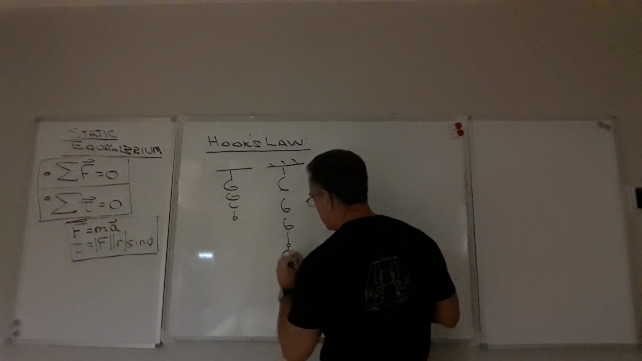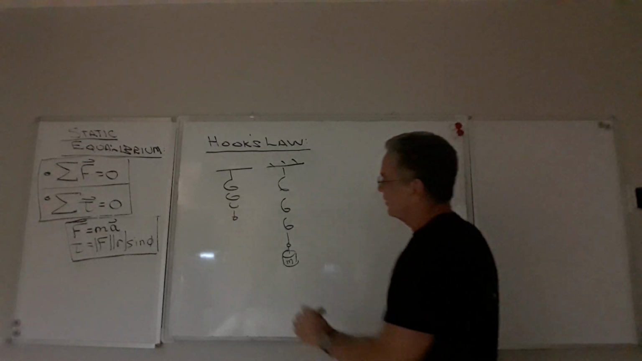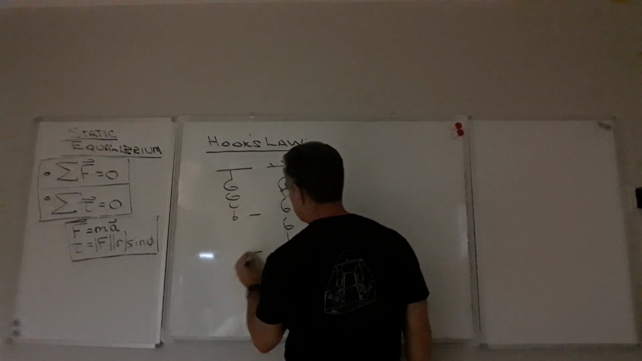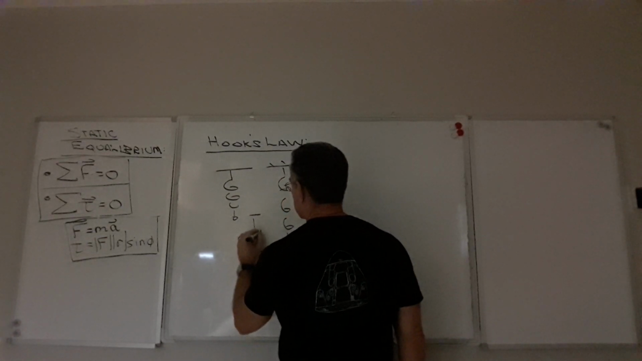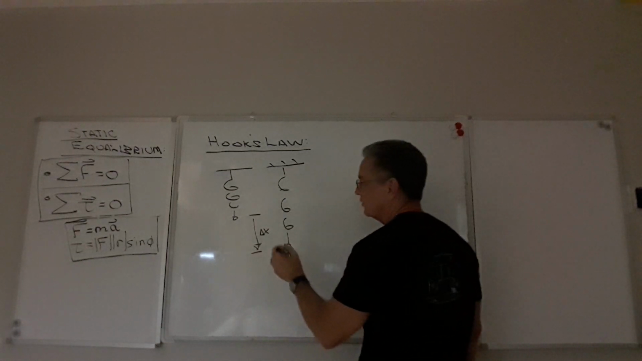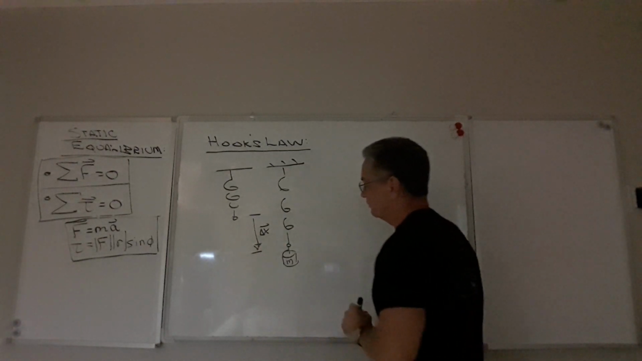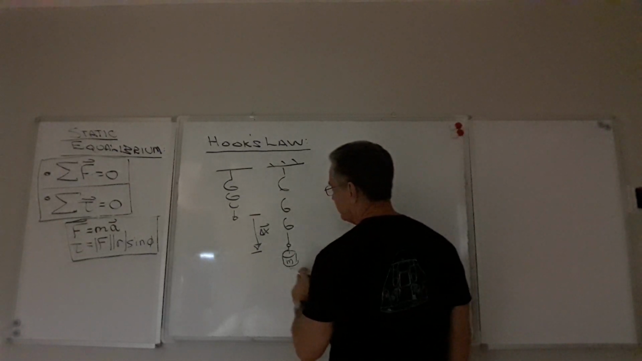Okay, with a mass M. Okay, now that we've done that, we have stretched it a certain distance. Call that delta x. Okay, that's a displacement, so we call it a vector. All right, now there are forces acting on this.